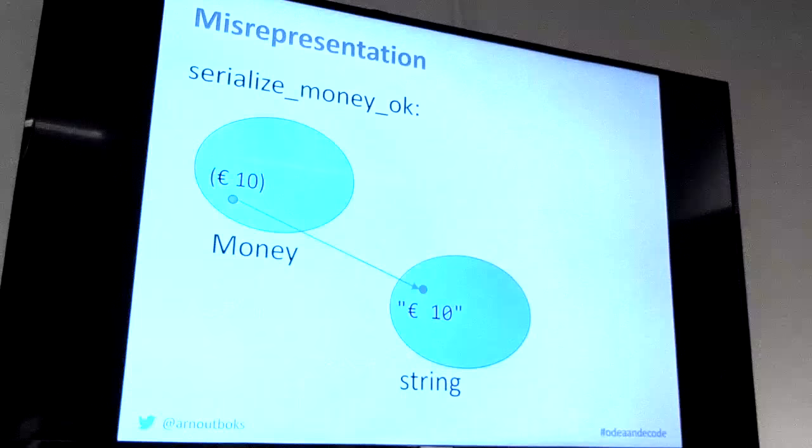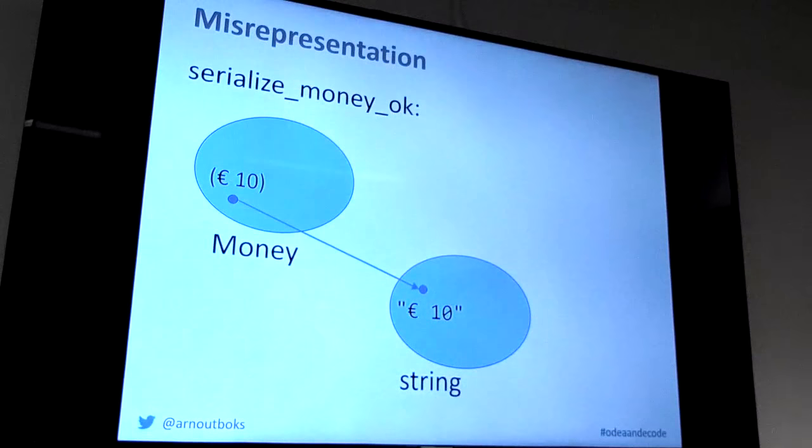If we have a money type again, and we have a function to serialize that to a string, right? We could do that like this. I use the thing between the braces to just signify the abstract thing that is a money instance that represents 10 euros. And we could serialize that to the string 10 euros. That's fine. But we could also have a function that serializes that money like this. It maps the money object 10 euros to the string 10.